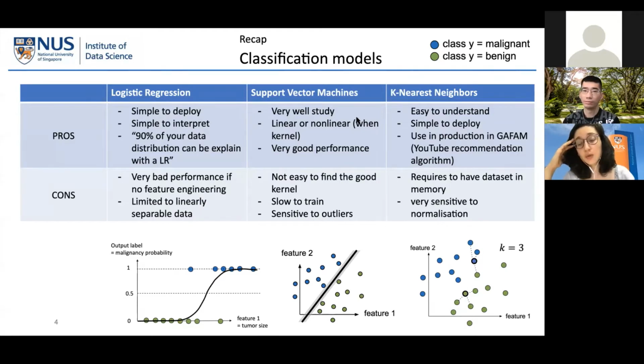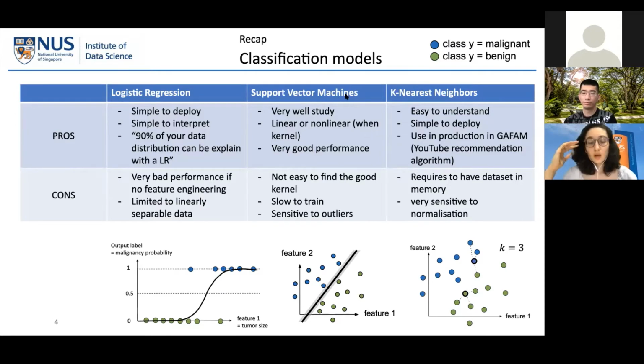And it's sensitive to normalization because you use metrics like distance or similarity metrics to measure how close the points are from your new test sample. So you need basically the features to get the same weight. So you need to find a good normalization.